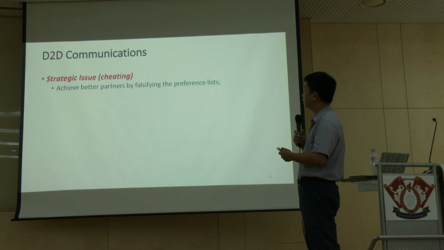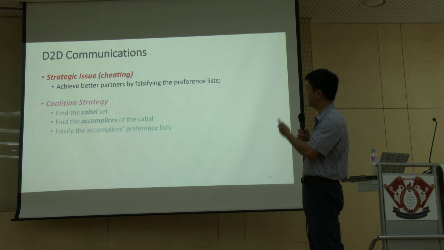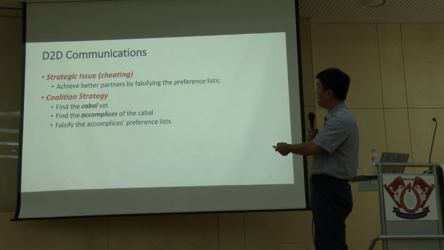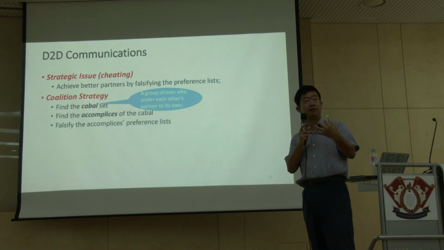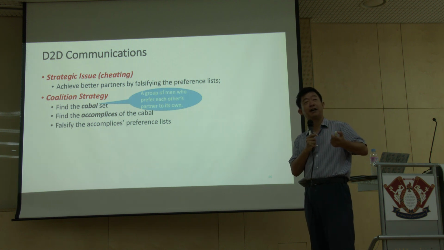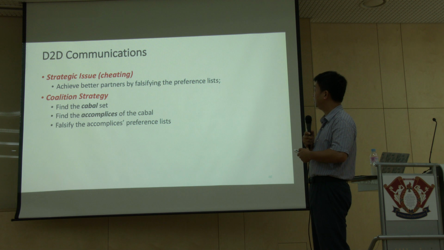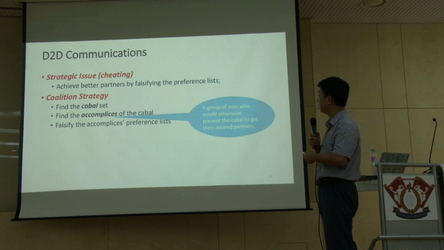Here what we do is achieve a better partner by falsifying the preference list. We are cheating on the preference list, and then we form a cabal. A cabal is a group of men who prefer each other's preference list to their own. So basically, a group of men form a cabal and then try to falsify their preference lists, and a group of men who would otherwise prevent the cabal from getting their desired partner.